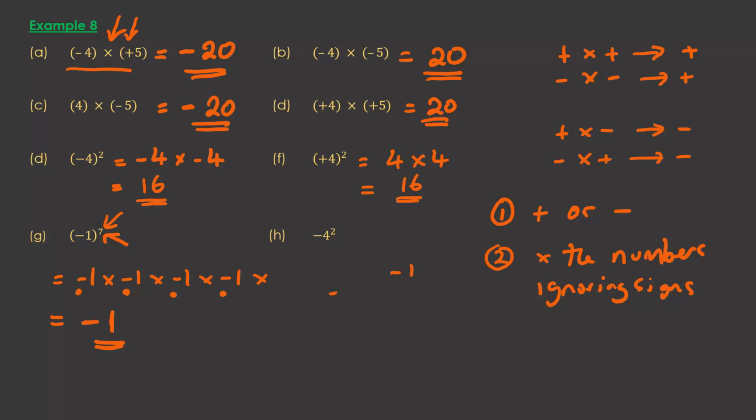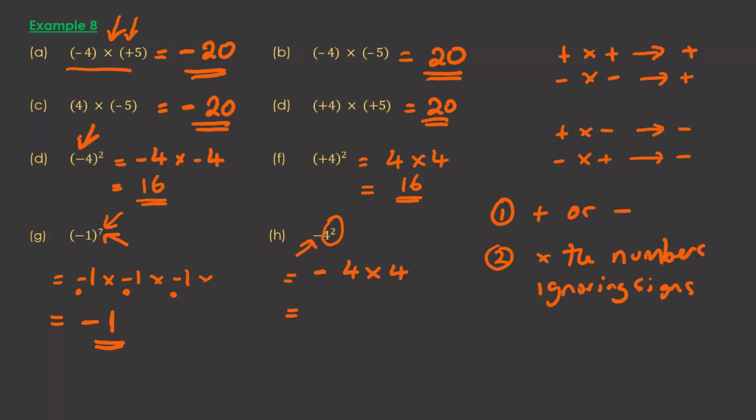Finally, we've got -4 squared, but not like this. The negative is outside. And what that means is that we're doing the negative of 4 times 4. We're not doing -4 times -4. We're doing 4 squared and taking the negative. When we do some work on BIMDAS later, this will become clearer.